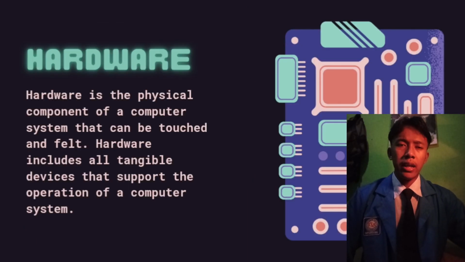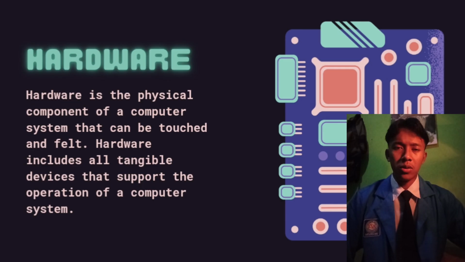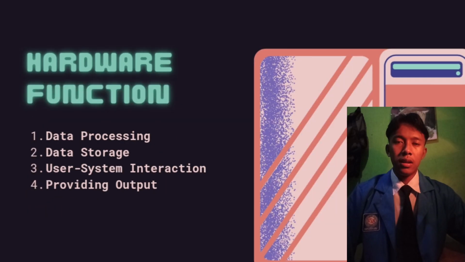Hardware is the physical component of a computer system that can be touched and felt. Hardware includes all devices that support the operation of a computer system. Hardware function. The function of hardware in a computer system is extensive and complex. Each type of hardware plays a specific role in carrying out its tasks. Here are the primary functions of hardware.